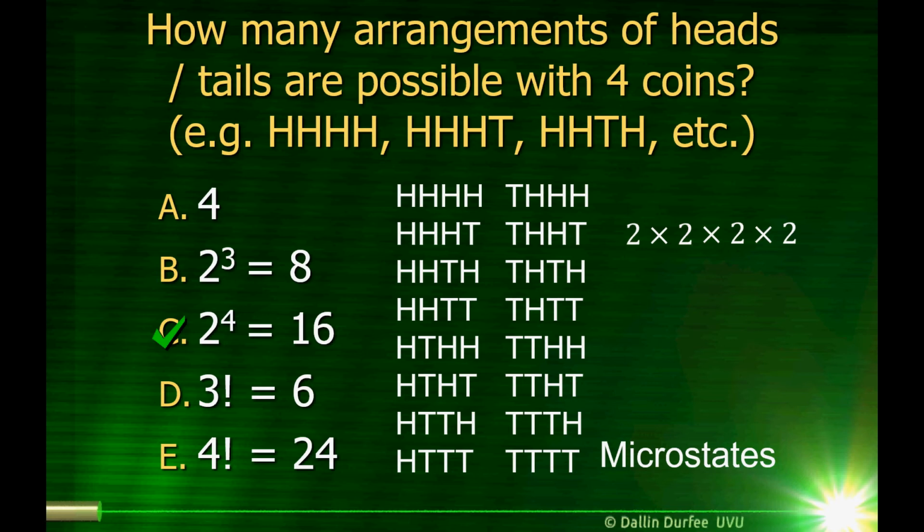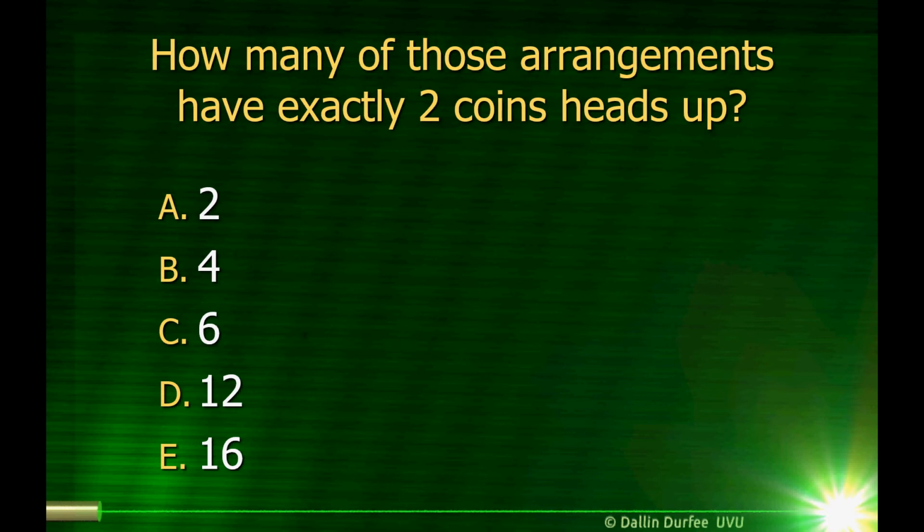That's knowing exactly what each molecule is doing. Or for our penny system, it's knowing exactly which coins are heads and which ones are tails. We know the properties of individual pieces of our system. Now, of those 16 arrangements, how many of them have exactly 2 coins heads up? Think about that, pause the video, come back when you have an answer.